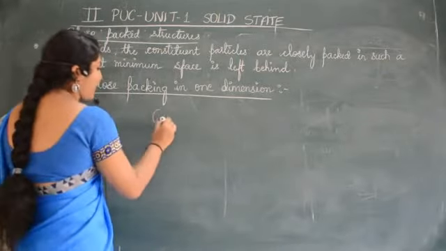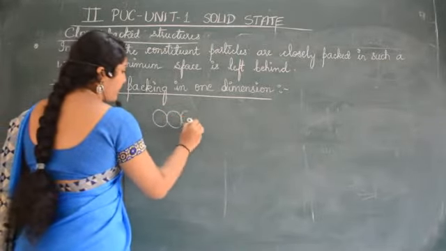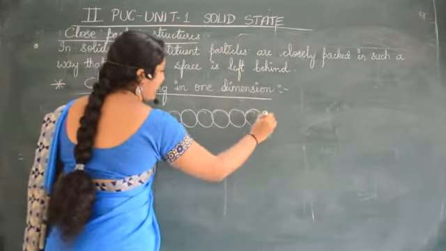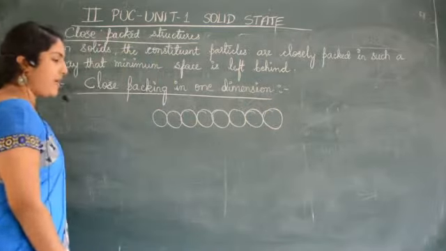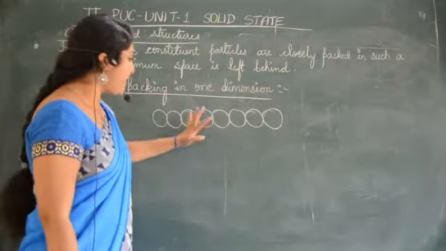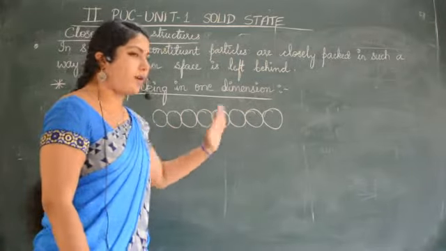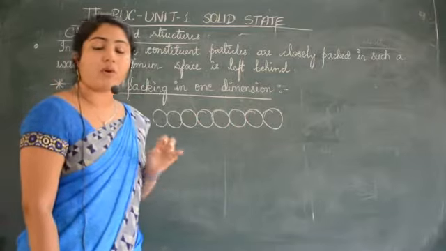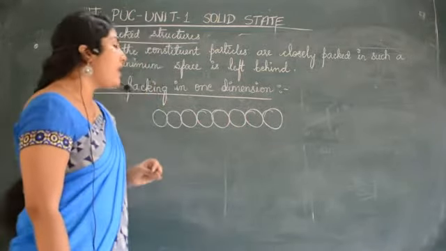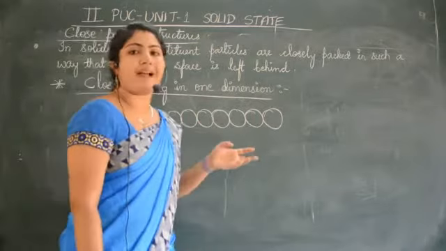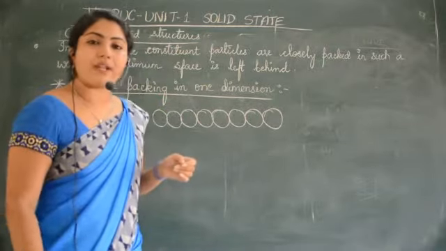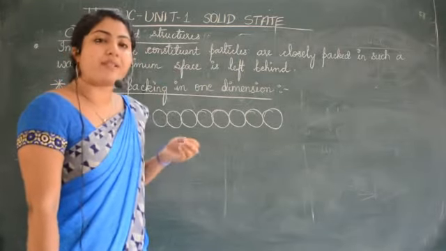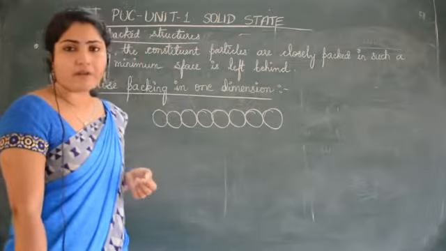Close packing in 1 dimension means the atoms must be arranged in a row like this, so that there is minimum space in between them and they are closely packed. In 1 dimension means in a row the close packing will be done. What you need to understand here is the important question that can be asked from this, the coordination number. What happens in this type of close packing? This kind of questions you can expect.